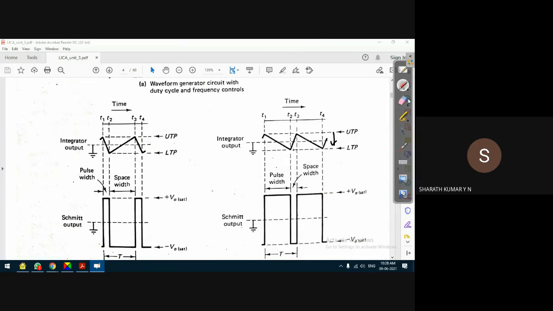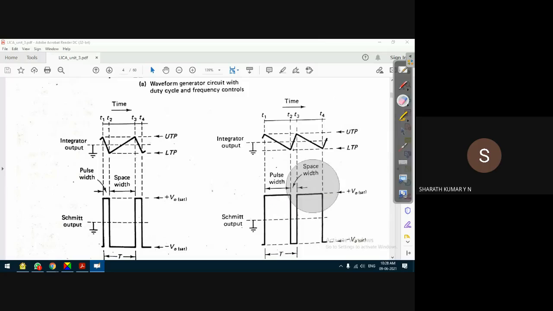What is the significance of this delta V, guys? What is the difference between this UTP and LTP? The smaller the difference, the larger this duration will be. For example, something like this, this duration will be larger if the difference between UTP and LTP is smaller.